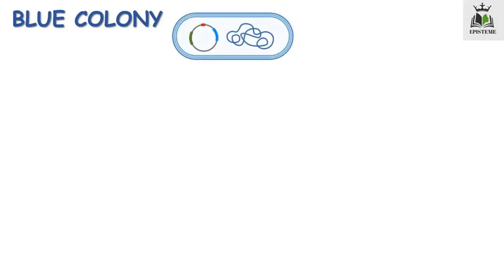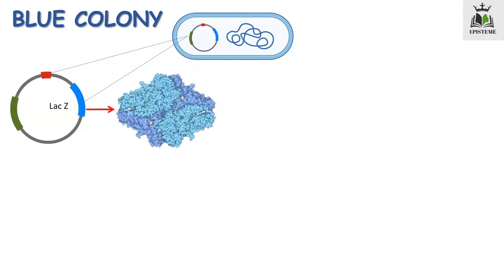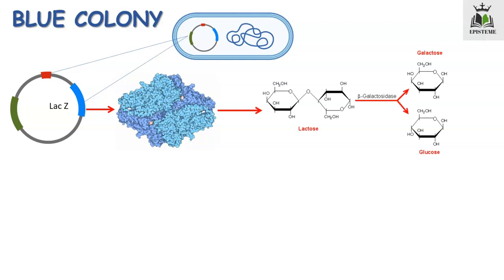Blue colonies. For blue colonies, we will see that at first this is the normal E. coli cell, containing the plasmid on the left hand side and the bacterial chromosome. If we zoom into the plasmid of this normal E. coli cell, we have this blue region which is the LacZ region. This LacZ region codes for the beta-galactosidase enzyme. Now this beta-galactosidase enzyme converts lactose into galactose and glucose.